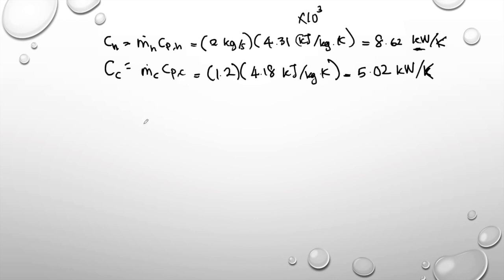So now the second step is to determine which of these heat capacity values has the minimum value. Either it is CH or CC. So from this value, we know that CC has the minimum value compared to CH. Therefore, C minimum is equal to CC, where the value is 5.02 kilowatt per Kelvin.